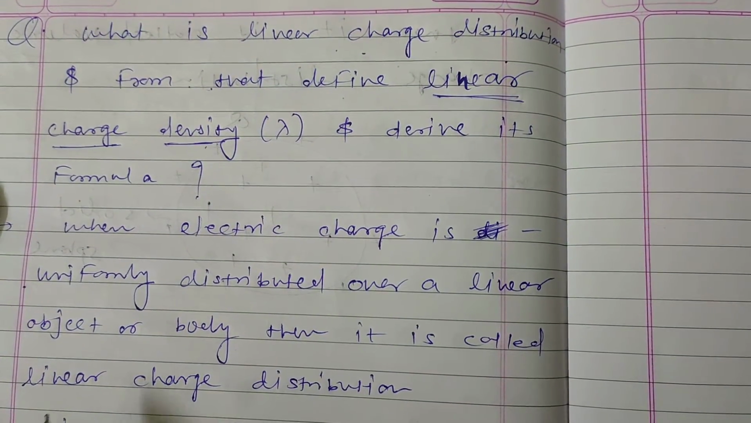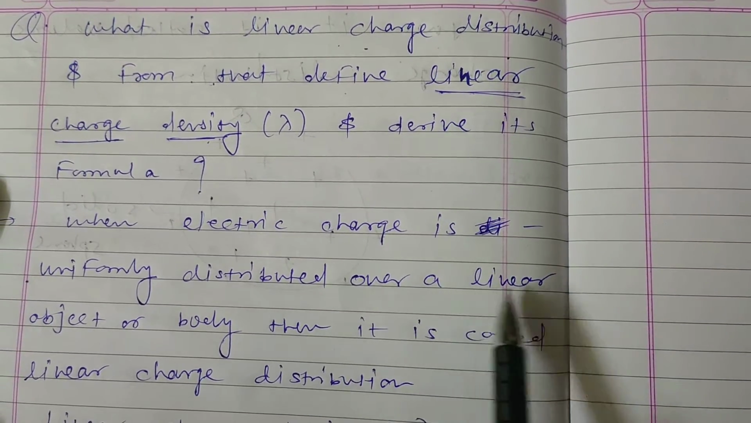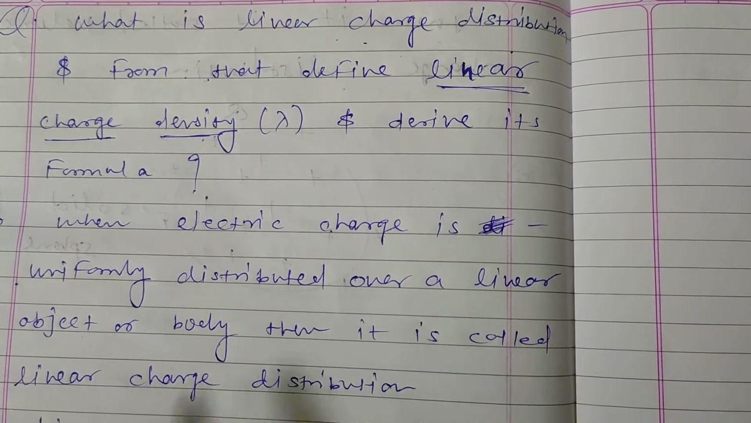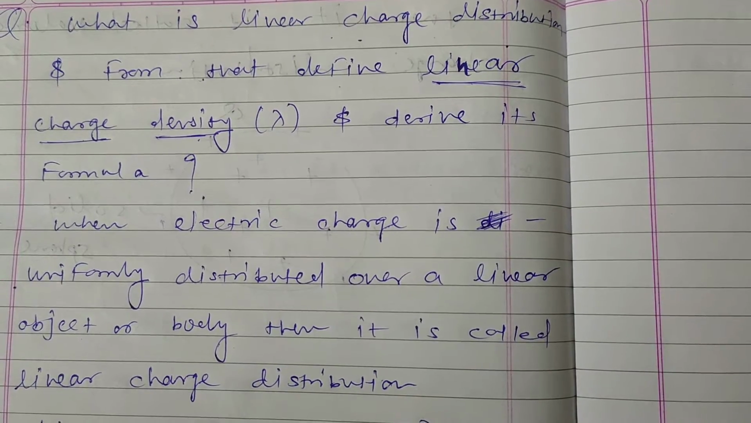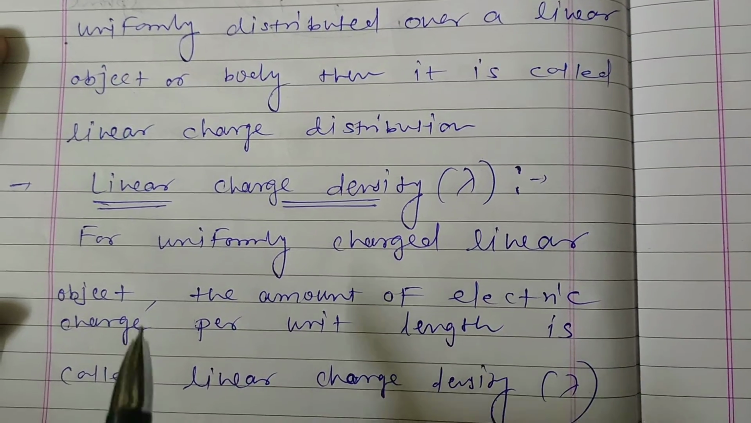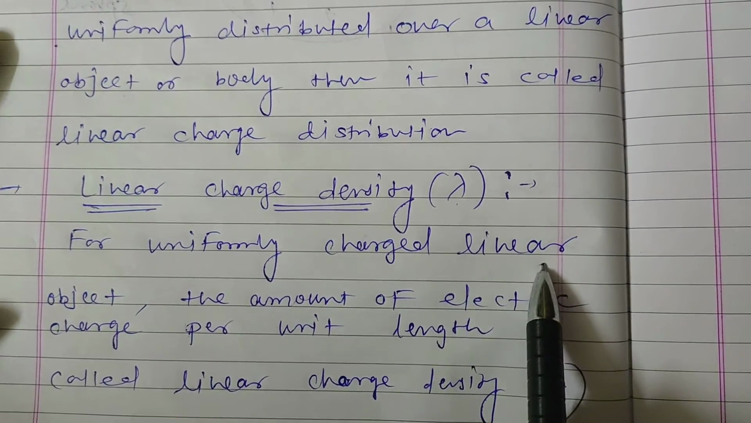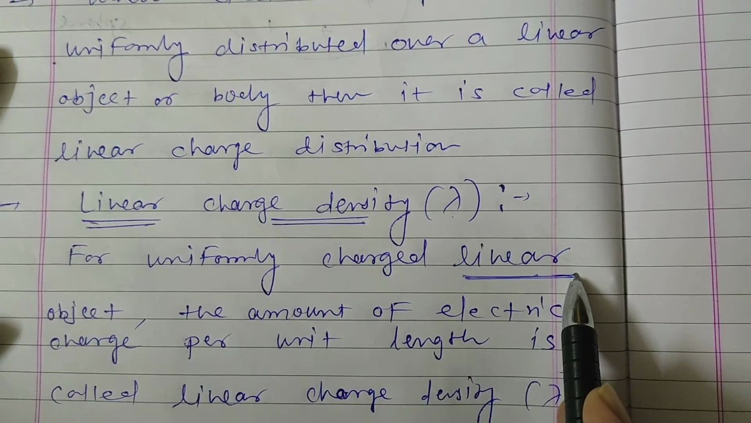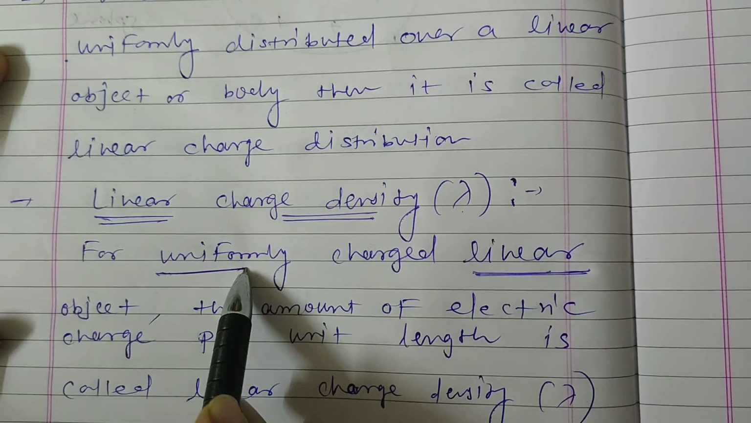First of all, as we know, when electric charge is uniformly distributed over a linear object or body, it is called linear charge distribution, as we discussed in the previous lecture. Now, the linear charge density is denoted by lambda for a uniformly charged linear object. Remember, it is only for which kind of object? One dimensional object, linear object.